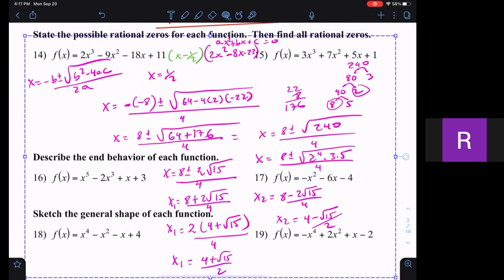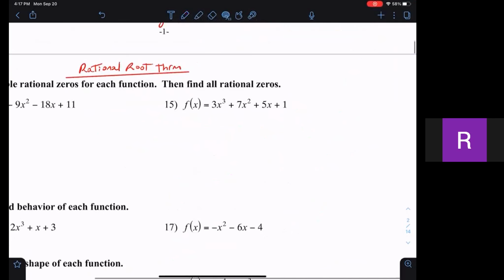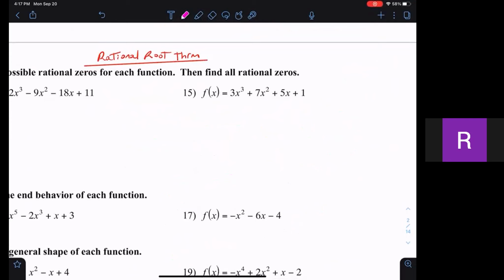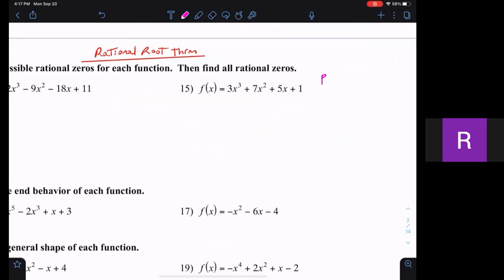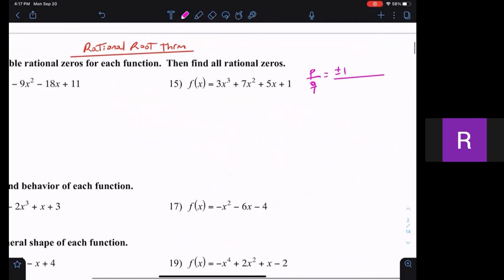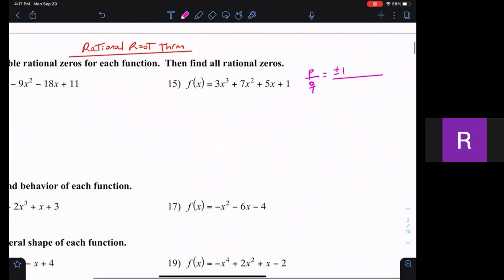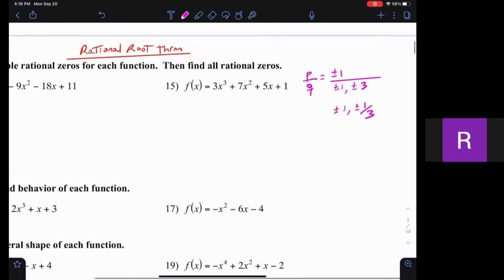Okay, this thing. That's not going to work either, right? So we can use the rational root theorem, right? For the constant p, this is going to be plus or minus 1, and the leading coefficient is going to be 3, so plus or minus 1, plus or minus 3. So that means we need to look for plus or minus 1, plus or minus 1/3. So hopefully 1 or negative 1 works.